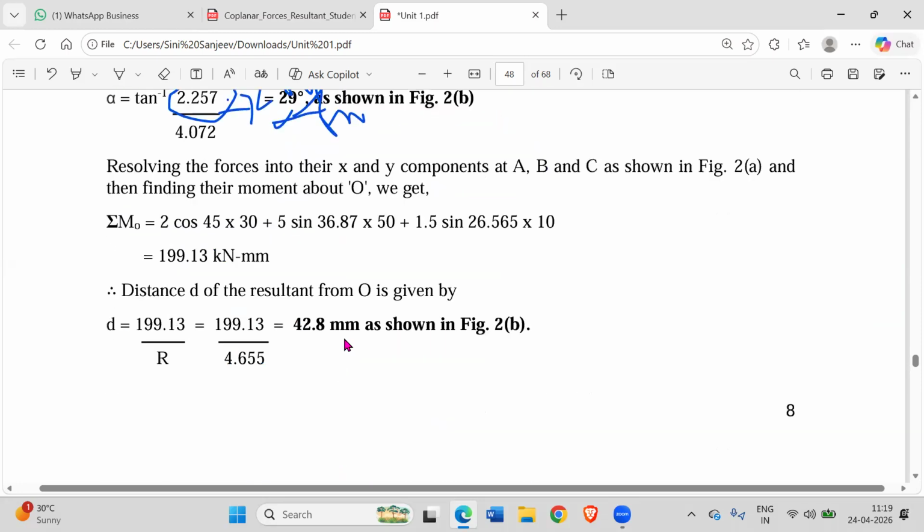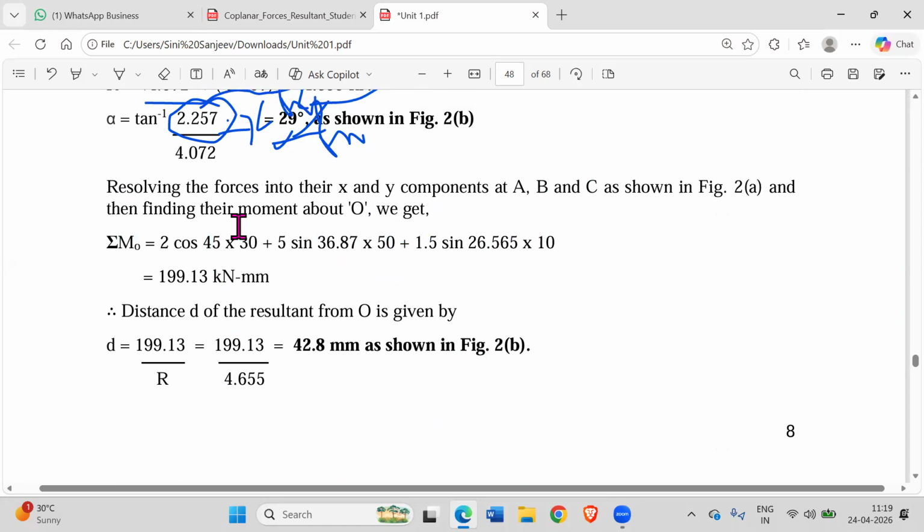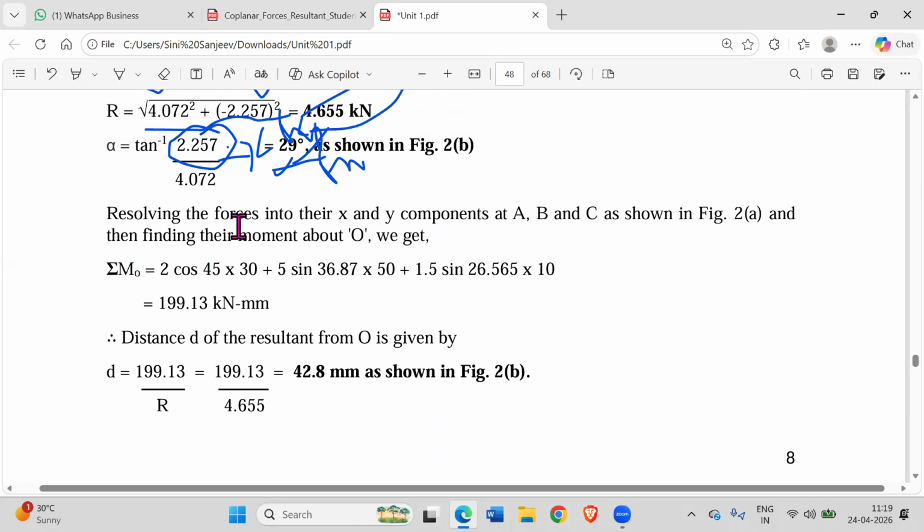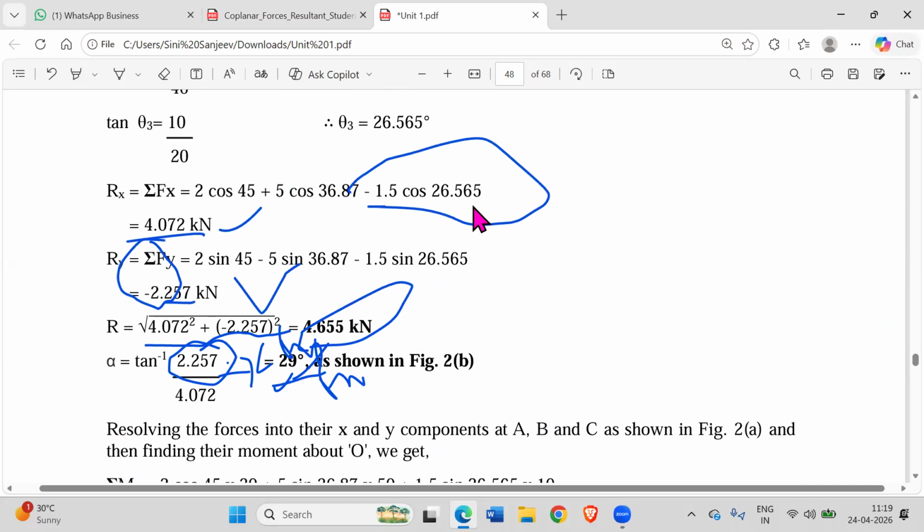Moment is force into perpendicular distance. The force is this much. This is my perpendicular distance. That's all. Force into perpendicular distance. That's it. Then distance d from the resultant. So that's all, guys. Simple question to do.